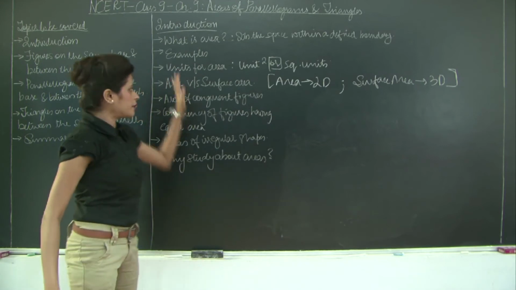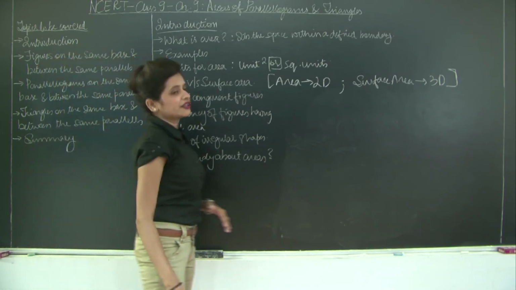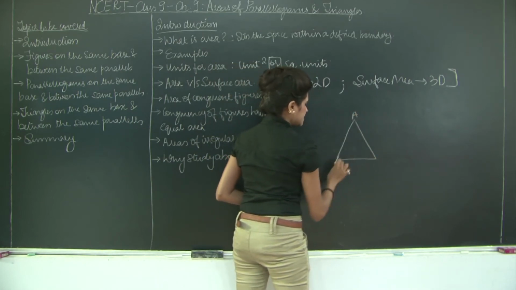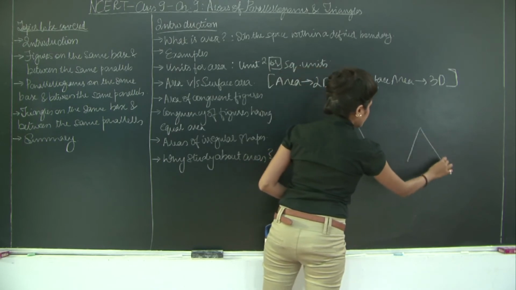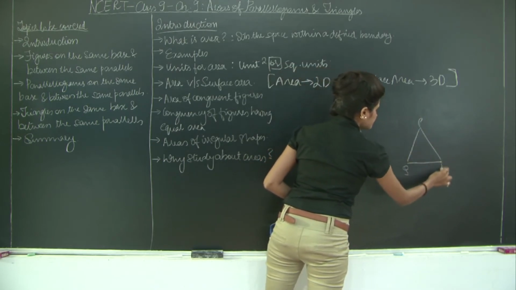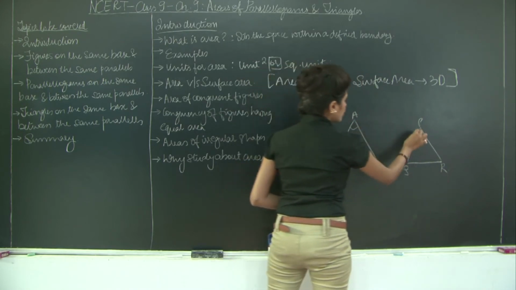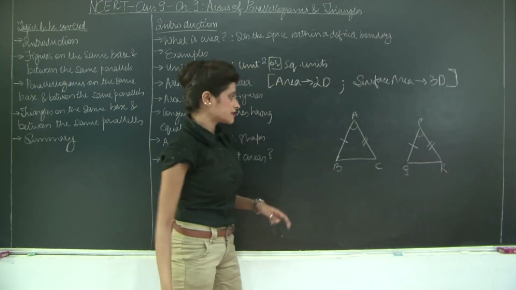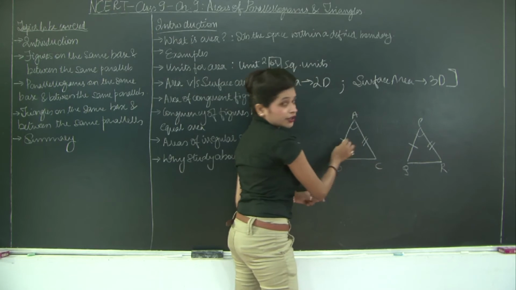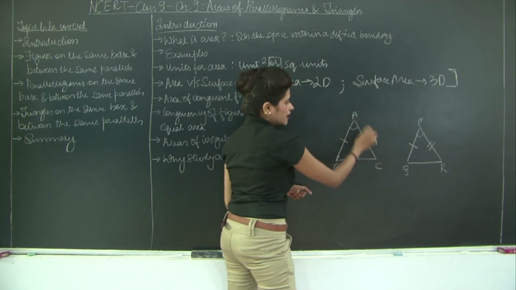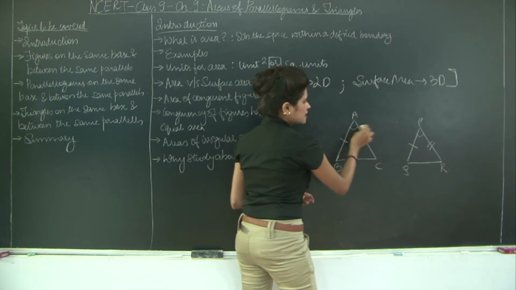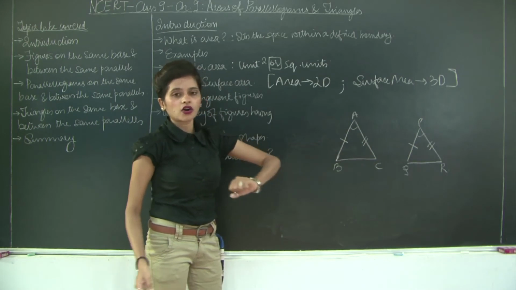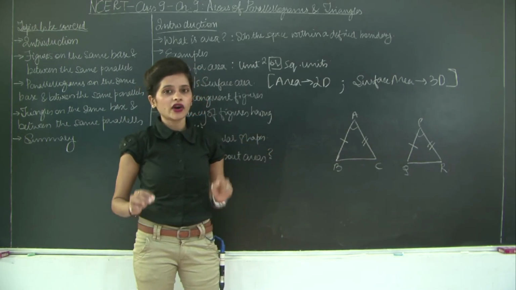So, now let's jump on to a new topic, area of congruent figures. Let's say I have 2 triangles ABC and triangle PQR. Let's say the 2 triangles are congruent to each other by the side angle side test of congruence. I have marked 1 dash for equality of sides AB and PQ, double dash for AC and PR, and this angle for angle A and angle P. Now, triangle ABC and triangle PQR are congruent to each other by the side angle side or SAS test of congruence.